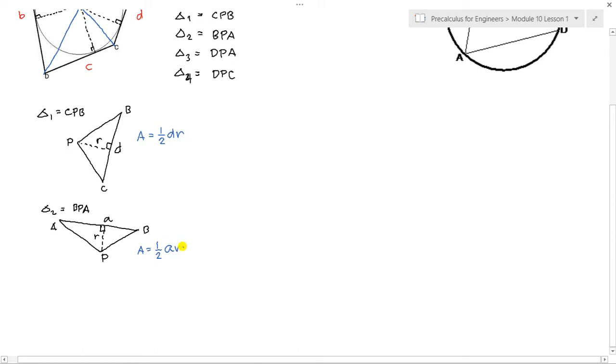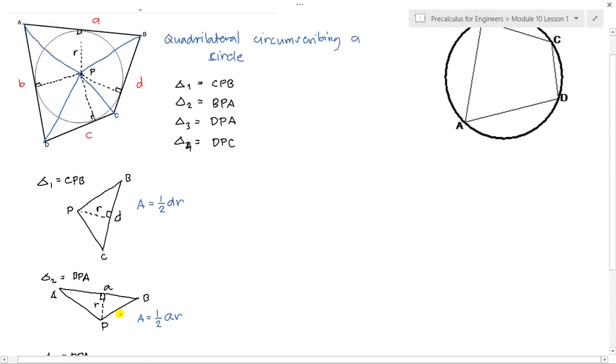As you notice, a pattern has formed, right? It is 1/2 times the side where the triangle lies, multiplied by the radius. So repeating this for the third triangle, that is DPA. In triangle DPA, we can also conclude that the area is equal to 1/2 times the side. Class, in the figure, which side belongs to DPA? For this triangle DPA, which side is given here?